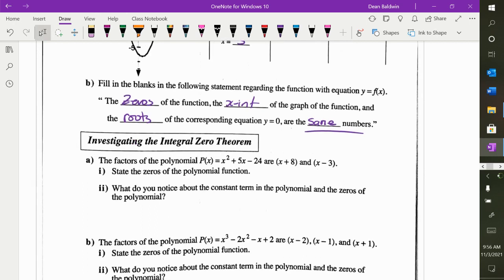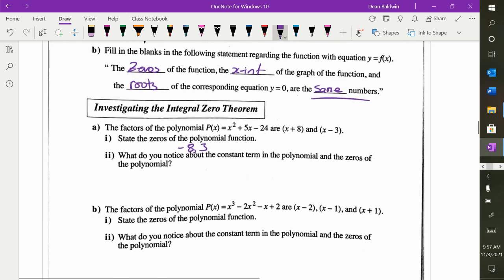So we know that if I have the function x squared plus 5x minus 24, and you factor it, you get x plus 8, x minus 3, correct? What multiplies to -24 and adds to 5? 8 and -3. Okay, so the zeros of this polynomial function are -8 and +3.